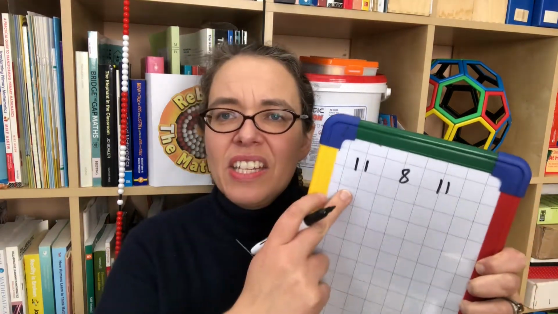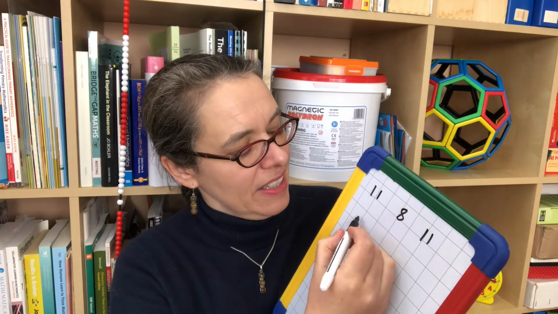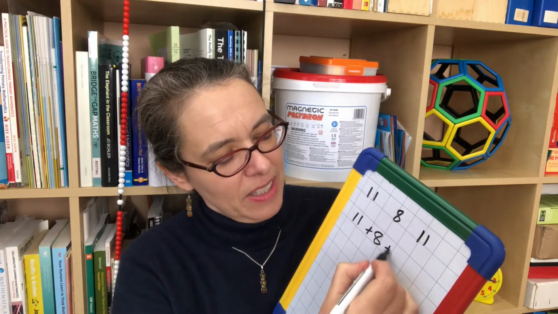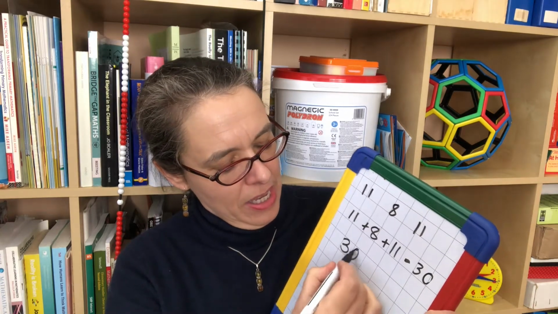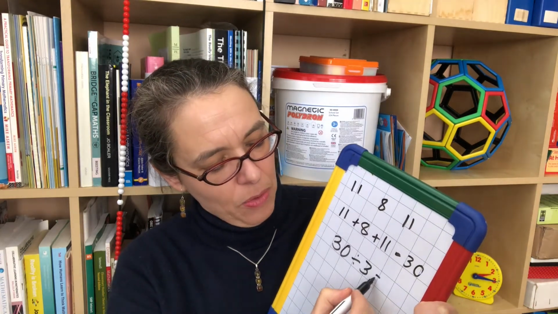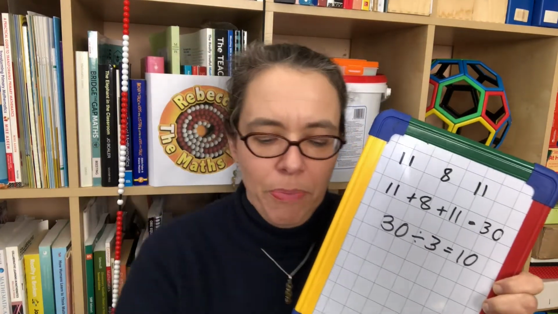Now, the standard method for finding the mean is to add the numbers together and divide by how many numbers there are. And that's a wonderful method because it always works. Sometimes you can't just imagine shuffling objects around and see the answer. So you need this standard method. So what we do here is 11 plus 8 plus 11 equals 30. And then 30 divided by 3 equals 10. So we get the same answer, and we could show that with blocks as well.